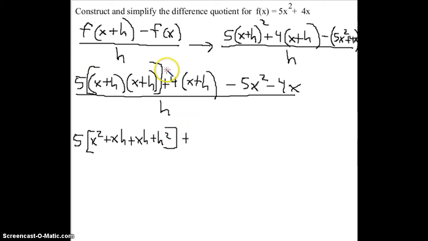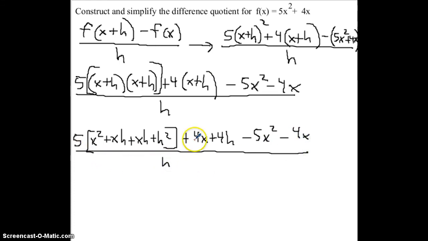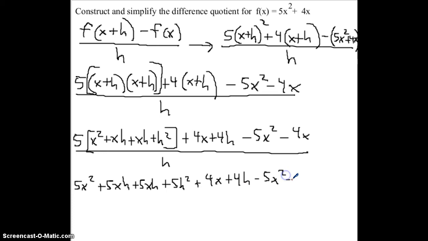Plus, I'm going to distribute the 4 here. So that would be 4x plus 4h, then minus 5x squared minus 4x. Again, all over h. Got to distribute our 5, right? So that would be 5x squared plus 5xh plus 5xh plus 5h squared plus 4x plus 4h minus 5x squared minus 4x. So yeah, I simplified everything up on top there to that point.